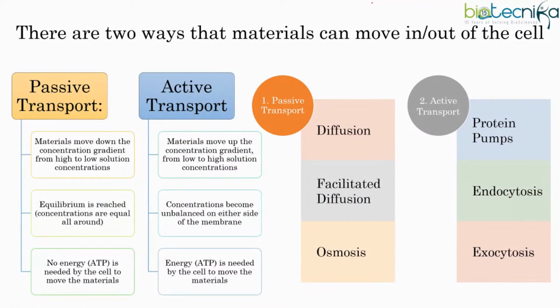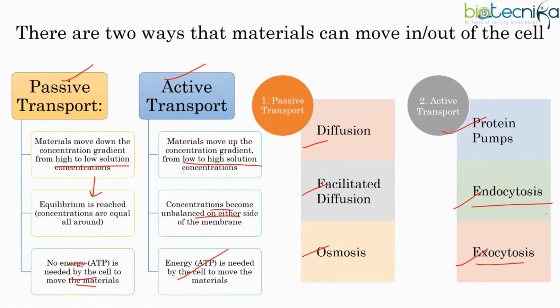So two ways that materials can move in and out of the cell. One is passive transport, the other active. Passive means without energy requirement. Active means with energy requirement. Passive doesn't require energy means what? It can go downhill from high to low concentration. Active transport means it will go the other way, uphill. So it requires energy. Here equilibrium is reached. Normal diffusion happens until everything is equilibrated. But concentration becomes unbalanced because it is going from low to high. So already at one side there is high concentration, but it will still be going to the same side. No energy is needed by the cell to move the materials in passive transport, and here energy is needed. Examples of passive are diffusion, facilitated diffusion and osmosis, whereas active transport works on protein pumps, endocytosis and exocytosis.